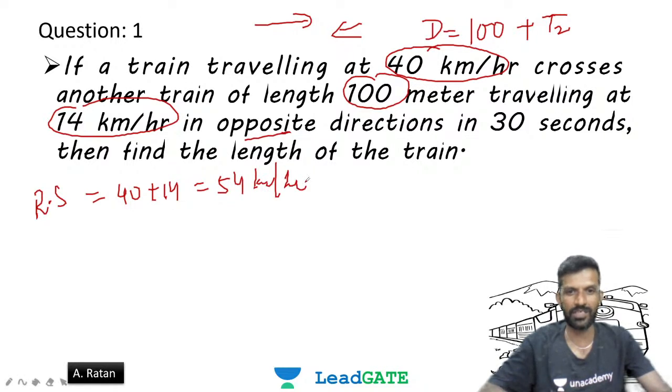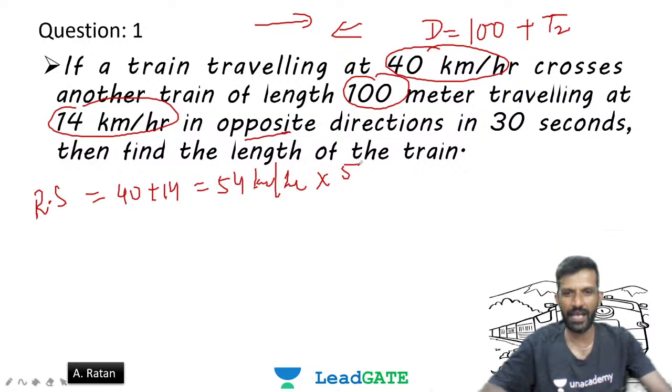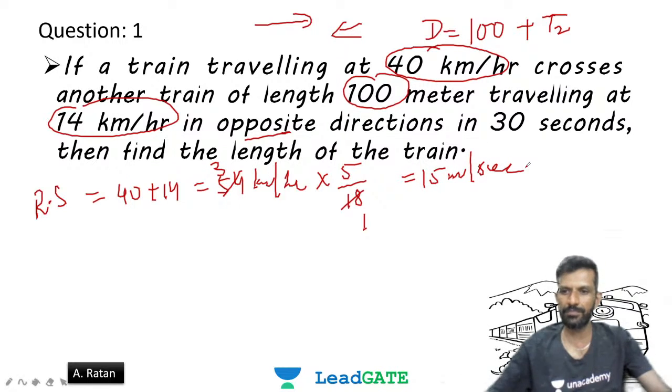And I said you convert this into meter per second by multiplying. Kilometer per hour to be converted into meter per second, what we have to multiply? 5 by 18. I said you in the starting of time and distance. So 18 ones, 18 how much is 54? If I am not wrong, 18 threes are 54. So 5 threes are 15 meter per second. Am I right? This is the speed, 15 meter per second.